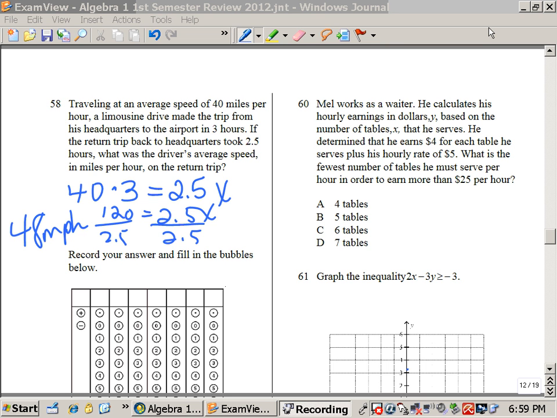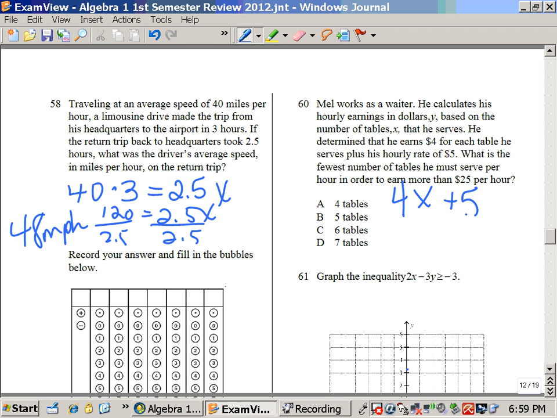With number 60, Mel is a waiter. He is trying to figure out, in 1 hour, the fewest number of tables that he can serve and still earn more than $25 in that hour. It's $4 for each table that he waits on, plus his hourly rate of $5, and he wants to earn more than $25 an hour.